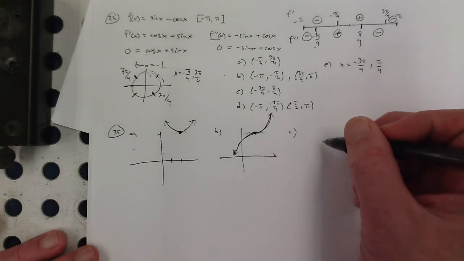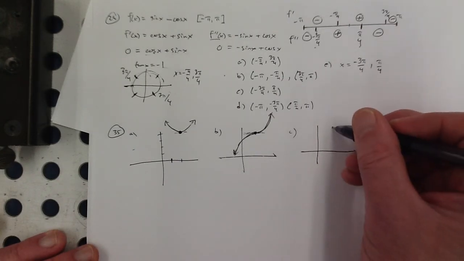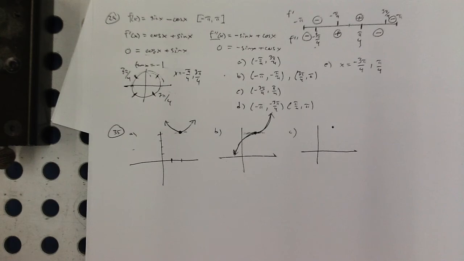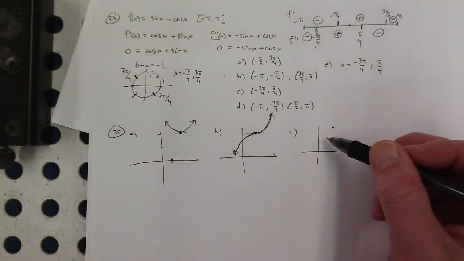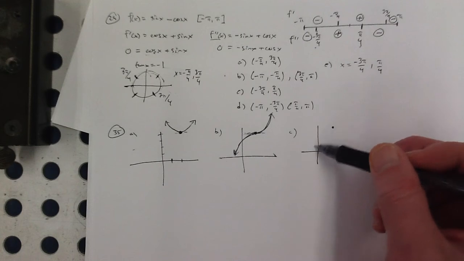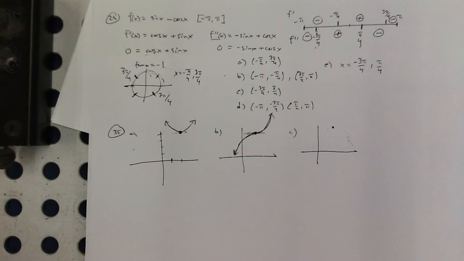All right, for part C, same point again, at 2, 4. The second derivative is, let's see, less than 0. It's negative when x is not equal to 2. That means it's bending down. So maybe I'm imagining something like that. And the limit as x approaches 2 from the positive side of the derivative is positive infinity.